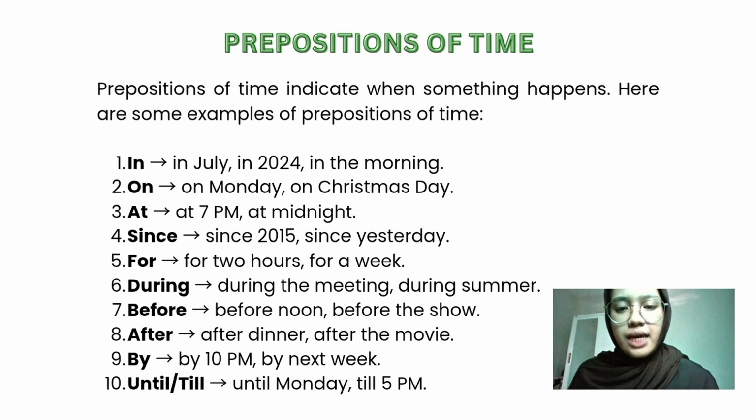Preposition of time. Prepositions of time indicate when something happens. Here are some examples of prepositions of time: 1. In July, in 2024, in the morning. 2. On Monday, on Christmas Day. 3. At 7 p.m. or at midnight. 4. Since 2050, since yesterday. 5. For 2 hours, for a week. 6. During the meeting, during summer. 7. Before noon, before the show. 8. After dinner, after the movie. 9. By 10 p.m., by next week. 10. Until Monday, till 5 p.m.